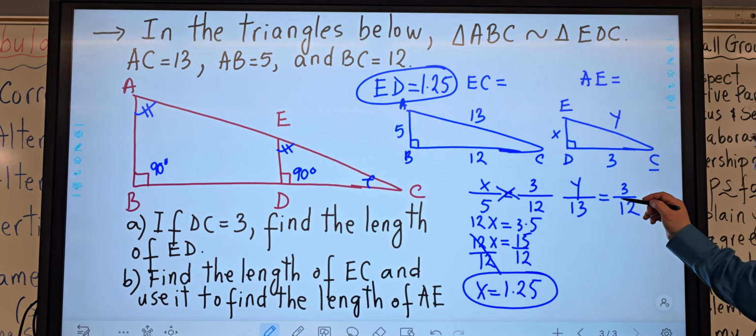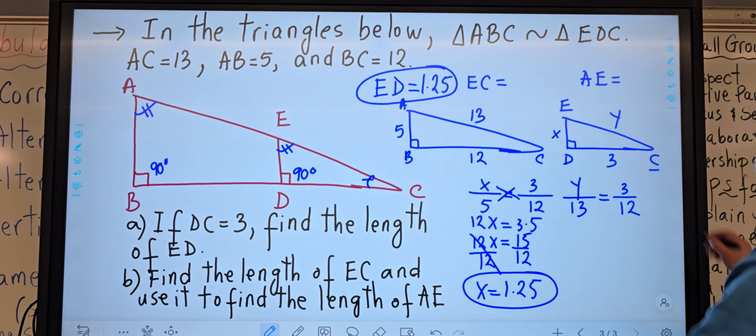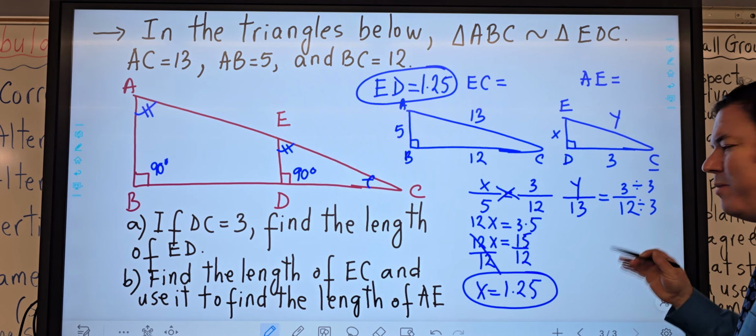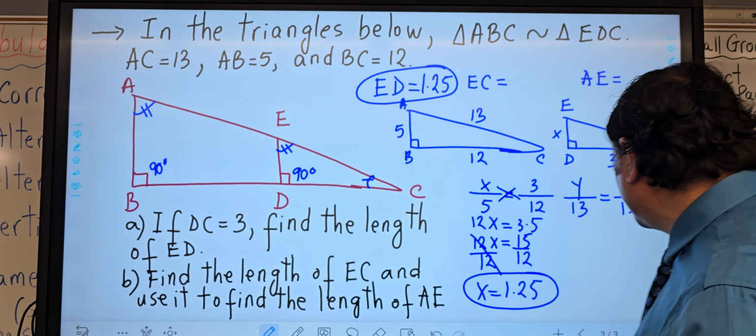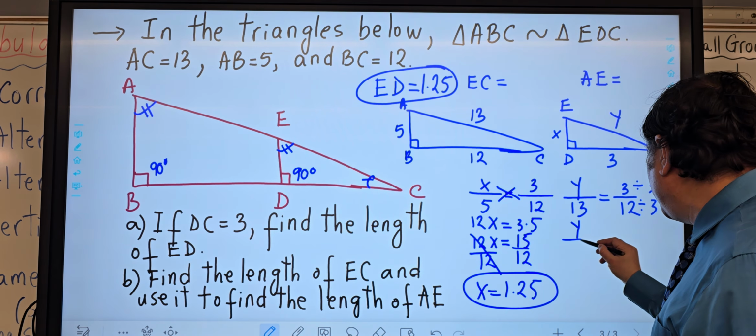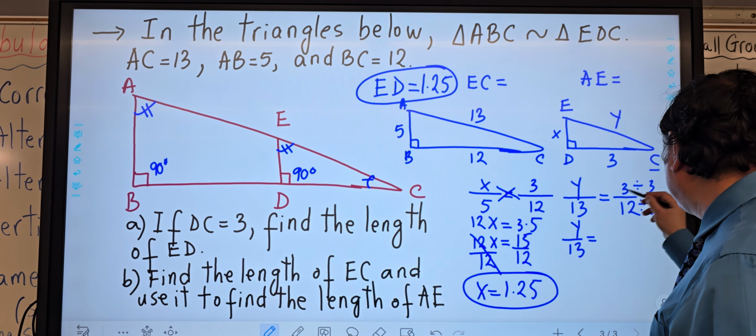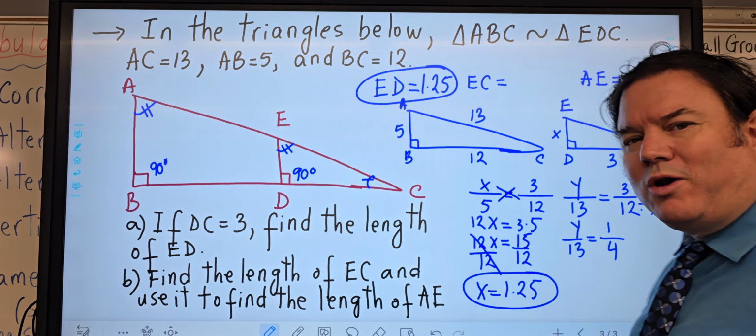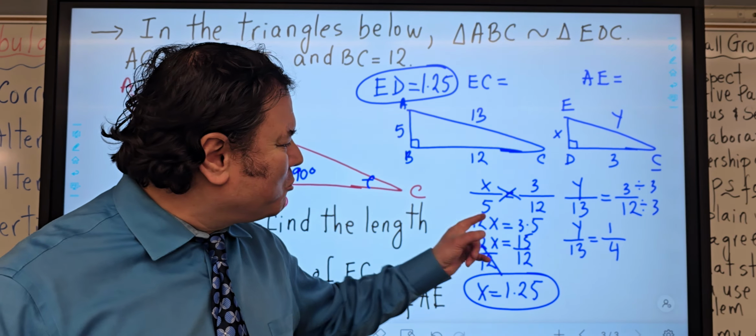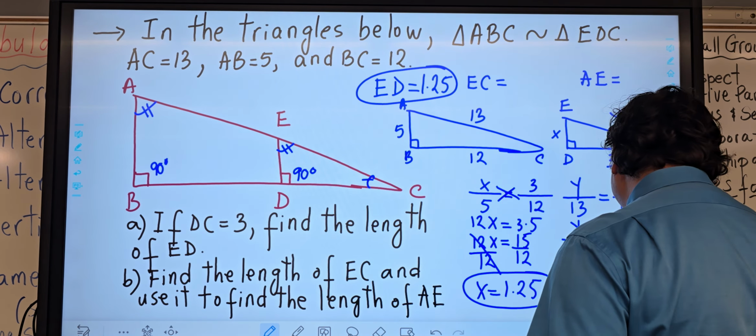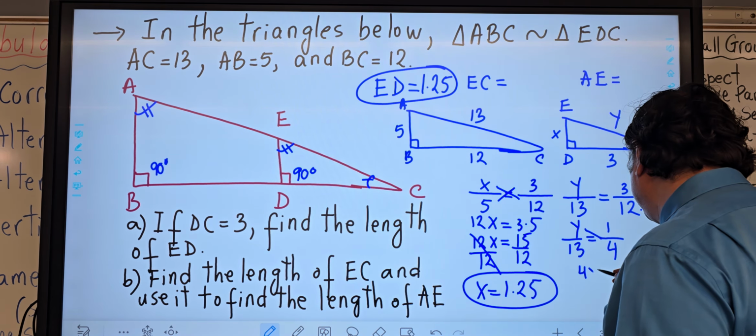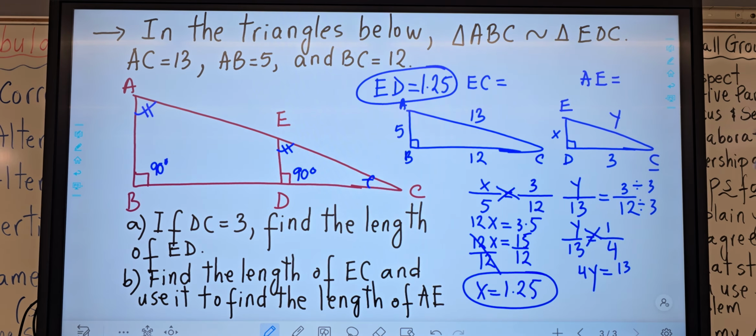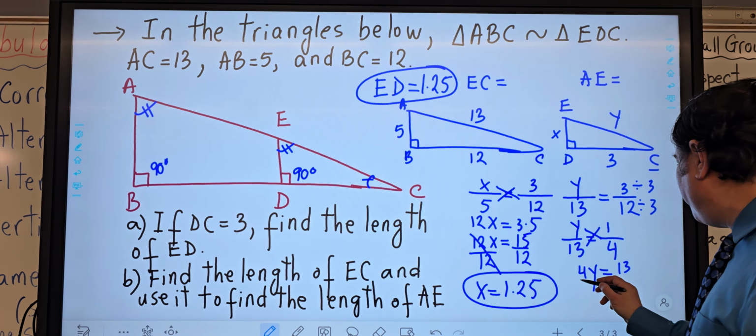The same thing now, we are going to use cross multiplication, but first of all, we can simplify 3 divided by 12. If we divide top and bottom by 3, we can simplify our work. So we have y divided by 13 should equal 3 divided by 3 is 1, and 12 divided by 3 is 4, 1 over 4. And finally, now we can use cross multiplication. Let's cross multiply. 4 times y becomes 4y equals 13 times 1 is 13. And again, we need to divide both sides by 4.